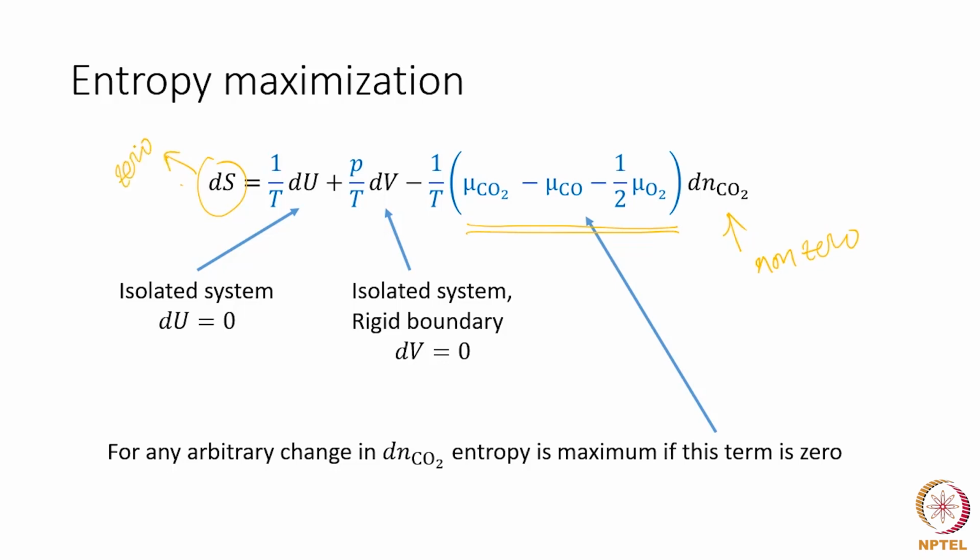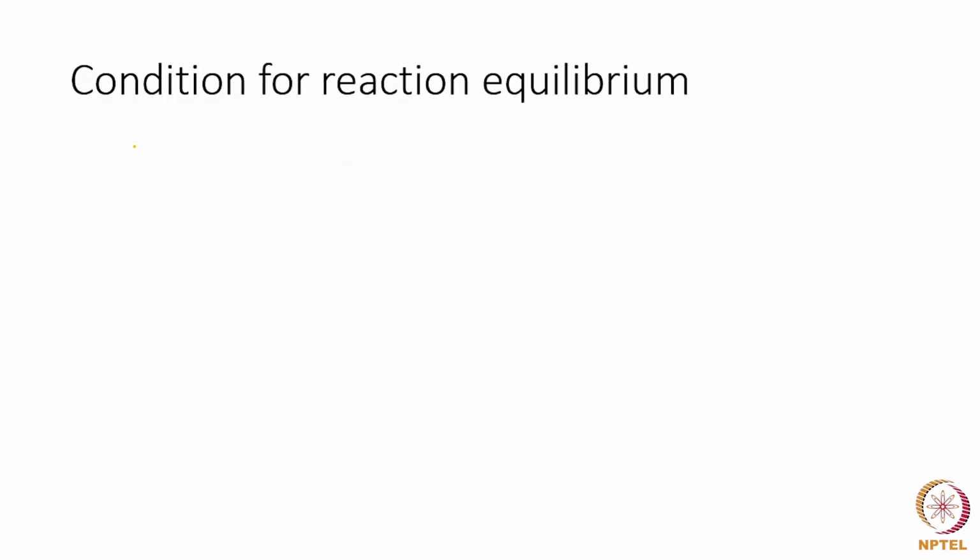Okay, so that is how we see the criterion that comes out for the entropy to be maximized, or dS has to be 0. So this condition is the condition for reaction equilibrium. And again we write this expression in a familiar form so that it's per mole of oxygen.